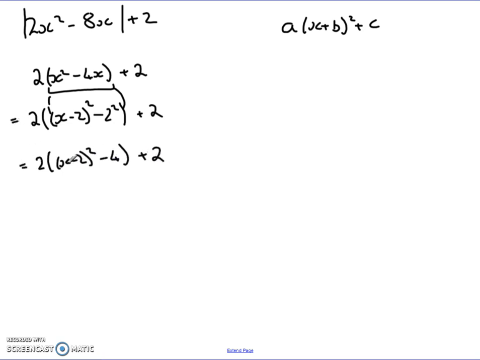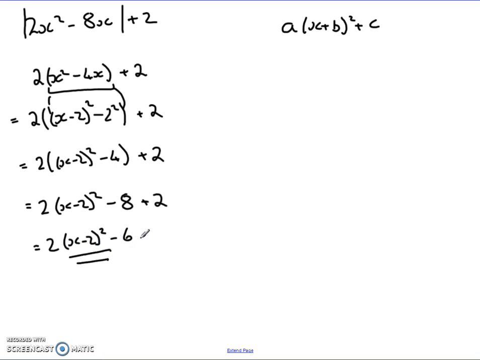And then I can start to simplify by multiplying out the bracket and getting the constants together. So multiply this whole bracket out by 2, and I get 2 bracket x minus 2 squared minus 8, because I've got 2 times the 4, take away the 8, and then plus the 2 at the end. And then I just simplify these constants here, and I get 2 bracket x minus 2 squared, take away 6.